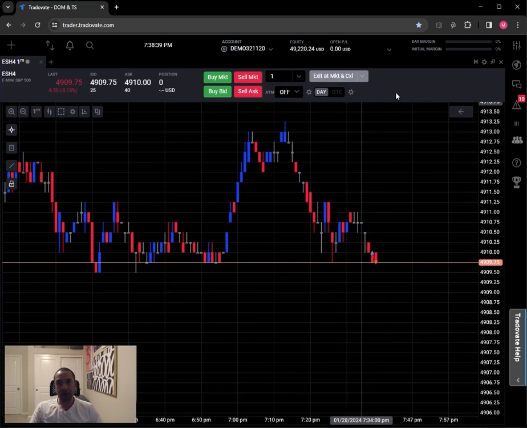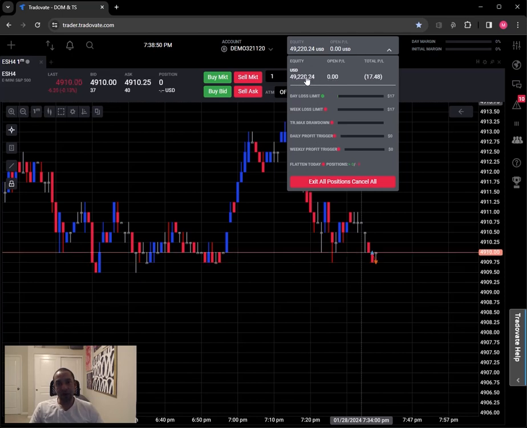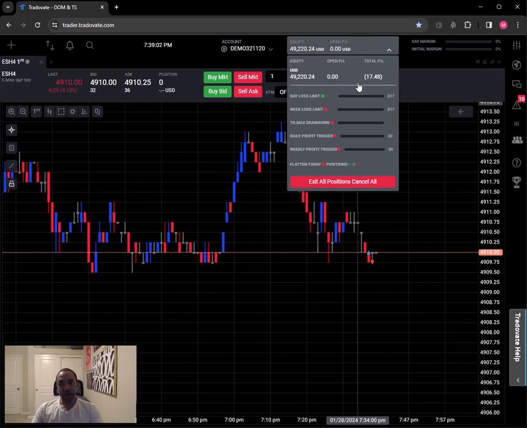Okay, so I ended up, let's see, let's go click on this drop down here. This will show you your stats for the current session. So my total equity went down versus where it originally was. Open P&L, if it's at 0, that means either I'm in a flat position or I'm not in a position at all. And then it says that I lost a total of $17.48.